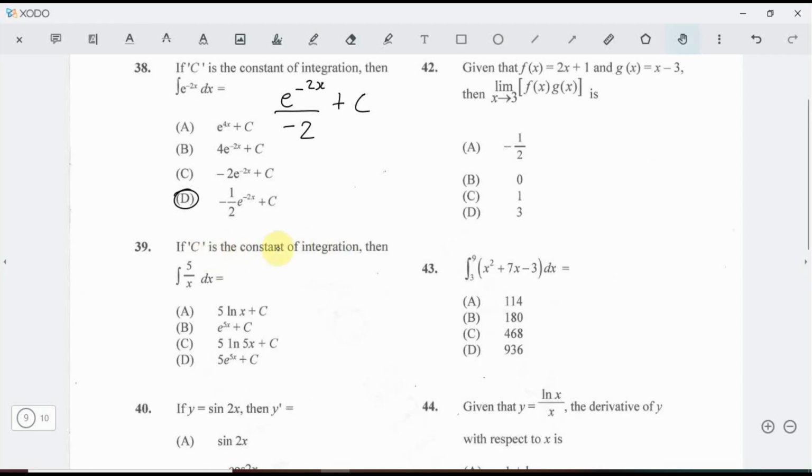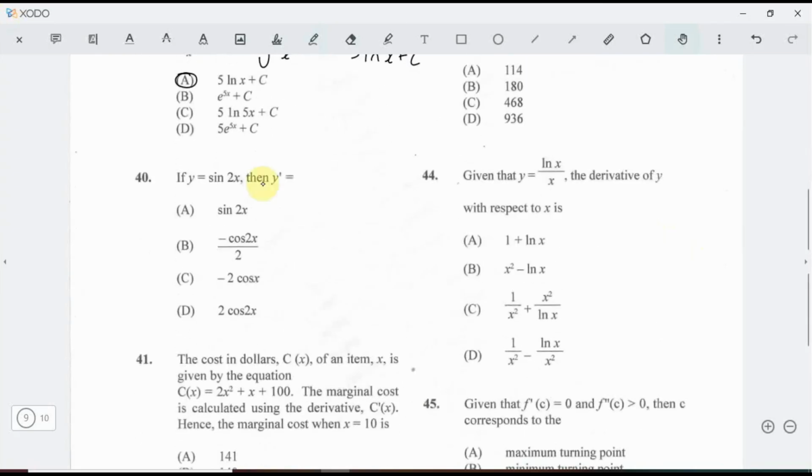Number 39. If c is a constant of integration, what's the integral of 5 over x? That becomes 5 times the integral of 1 over x dx. And the integral of 1 over x is ln x. So this is 5 ln x plus c. Option A. Very easy.